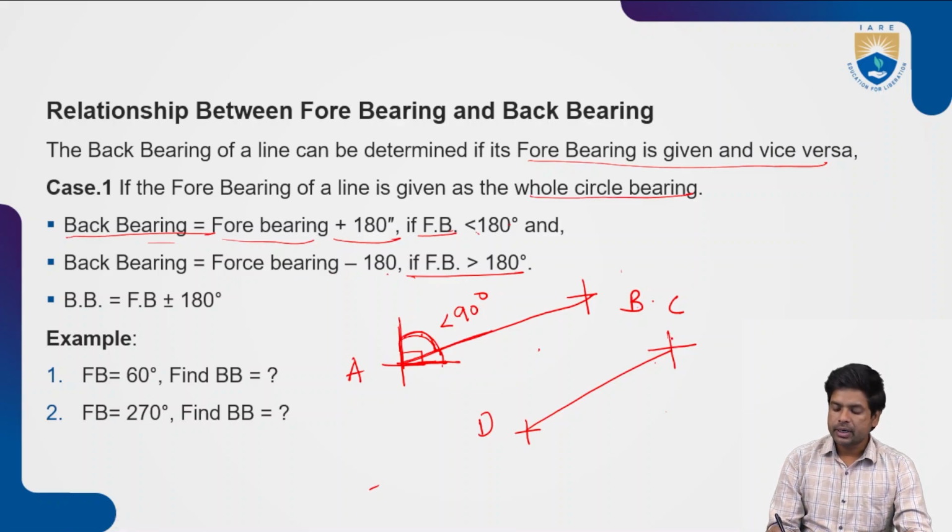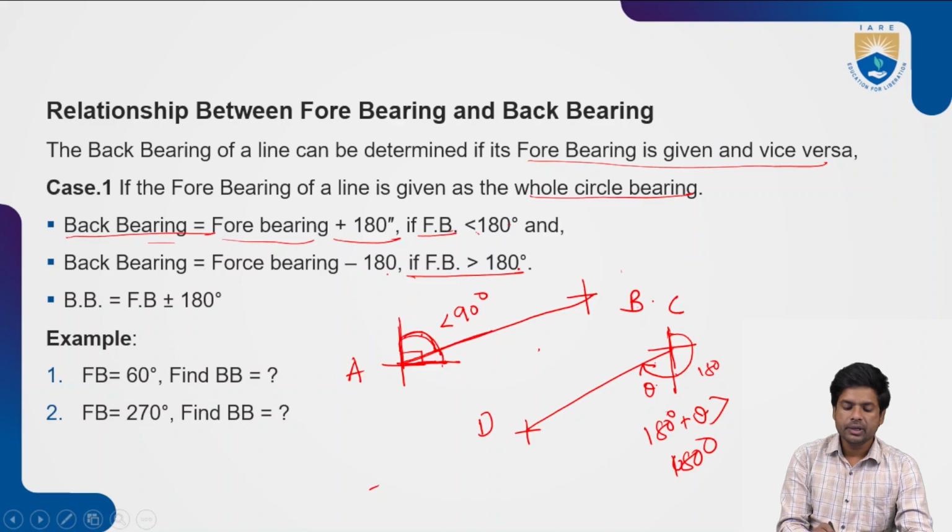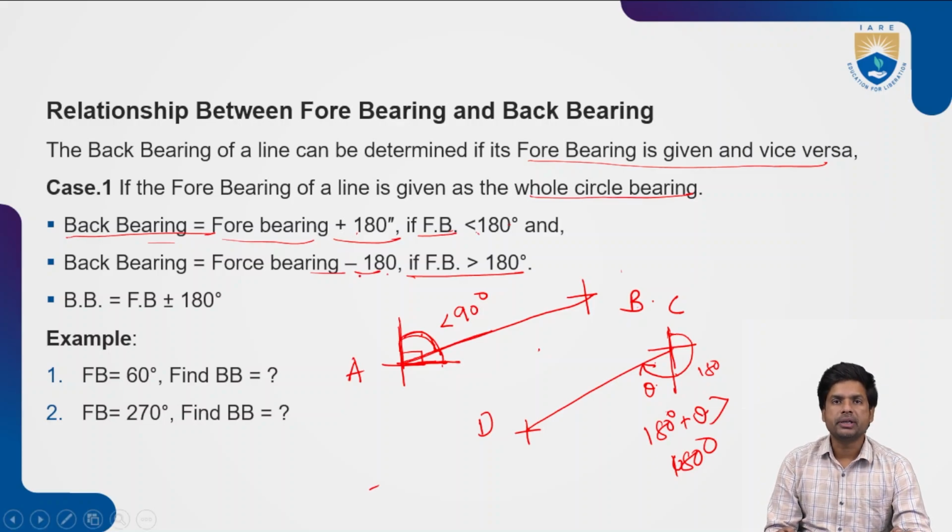That means here, see, now I am citing the line CD, from station C to station D. Now if you calculate the forebearing, this will become till this point. That means it is more than 180 degrees. See, from here to here it is 180, and if you assume this as theta, then it is 180 plus theta, that means it is more than 180 degrees, right? So that is why when you have the forebearing value more than 180 degrees, then we are going to use the formula that is forebearing minus 180 degrees. By using this relation you can find out the back bearing values.